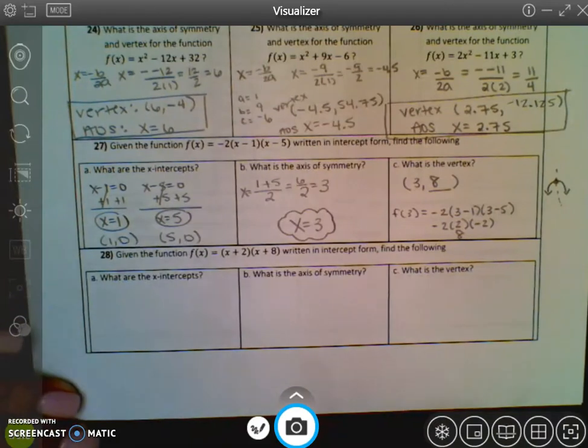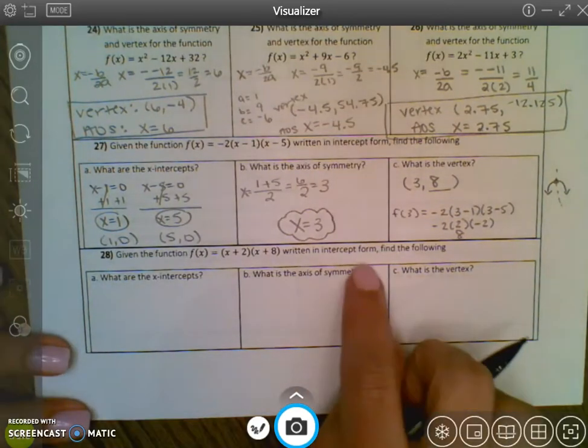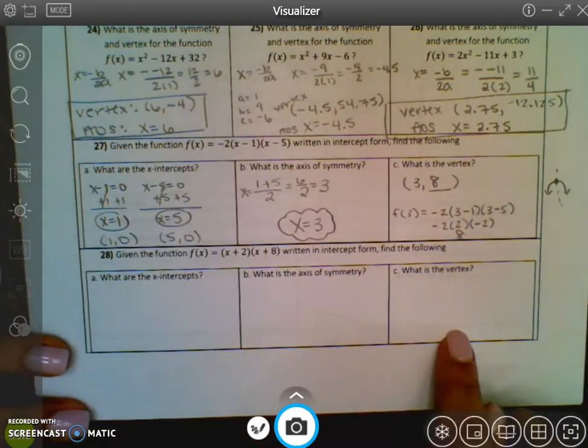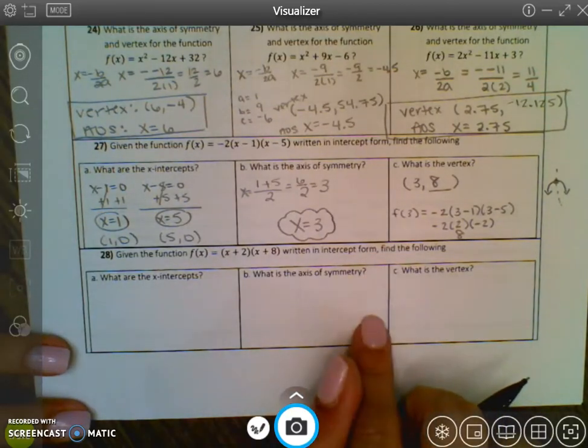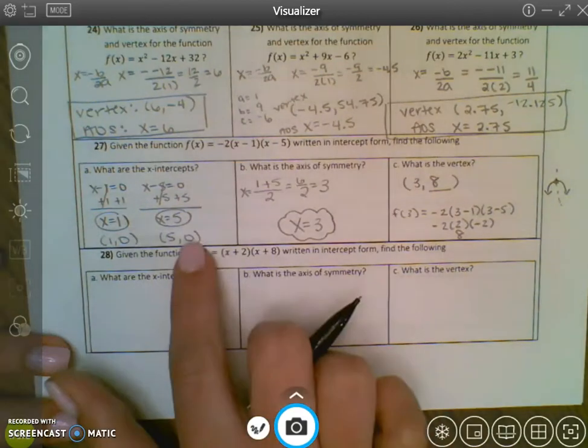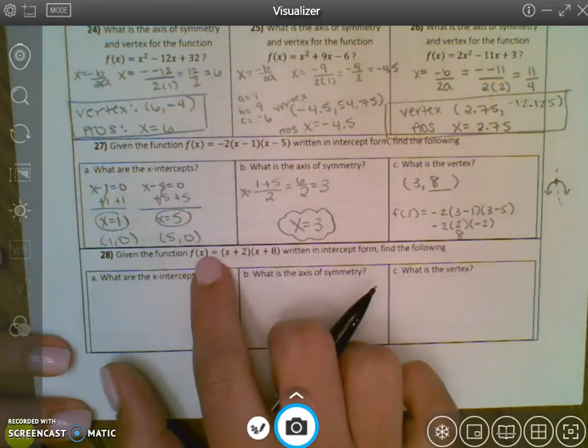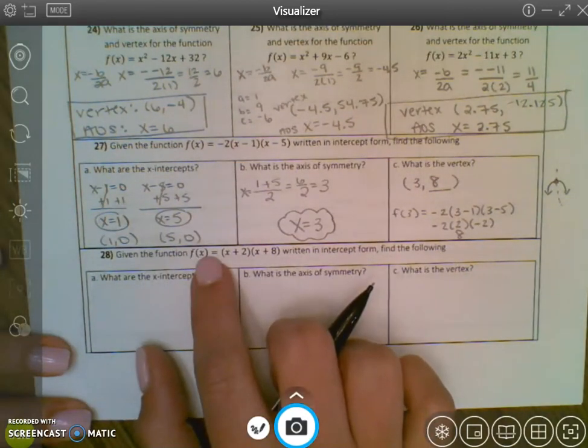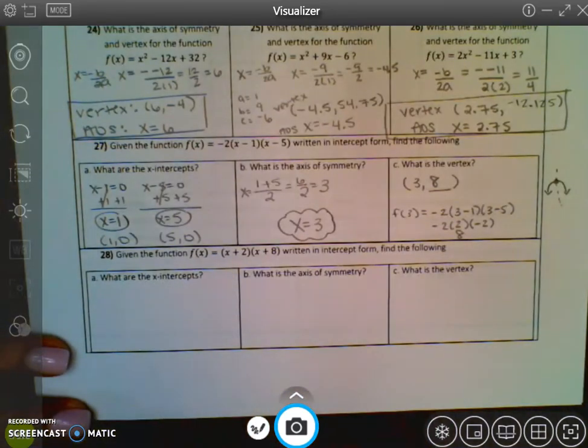Okay, let's see. The next one says, given this function, again in intercept form, you're doing the same thing. If you didn't know how to do 27 and 28, pause the video because now you have an example. You have 27 down, so pause this video and do 28. When you finish 28, then resume the video.